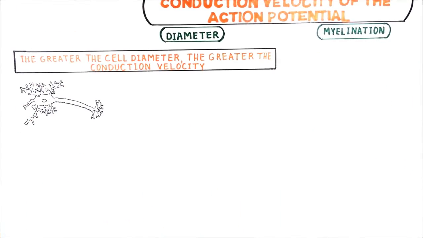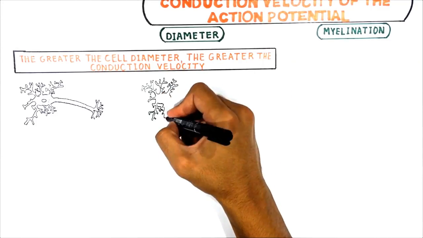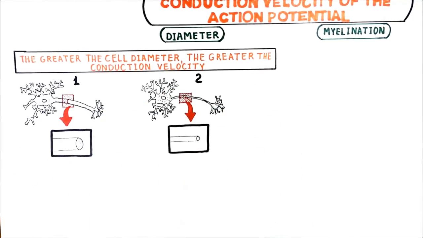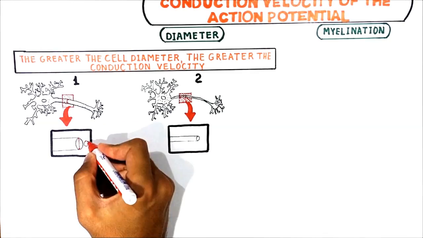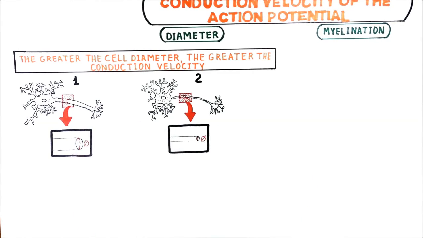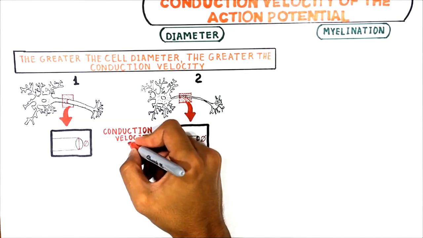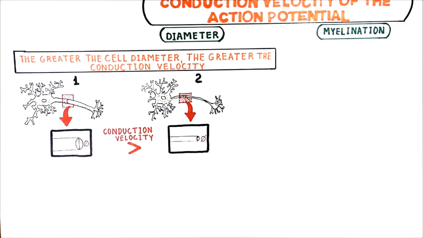If we take a look at these two neurons, the first one has a greater diameter than the second one. Increasing the diameter of a nerve fiber results in decreased internal resistance, so an action potential moves with less resistance. As a consequence, the conduction velocity in the first neuron will be higher than in the second neuron.